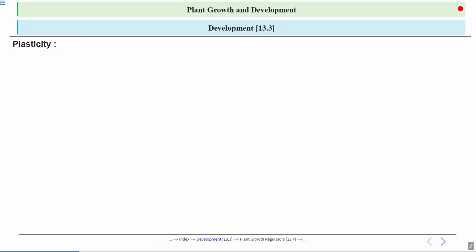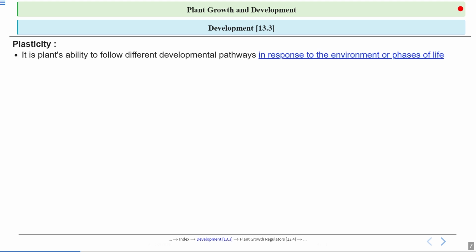Now we will talk about plasticity. Plasticity is an important aspect of plant growth and development that allows plants to adapt to their environment, right? So it can lead to the formation of different kinds of structures. Plasticity forms different kinds of structures, right?